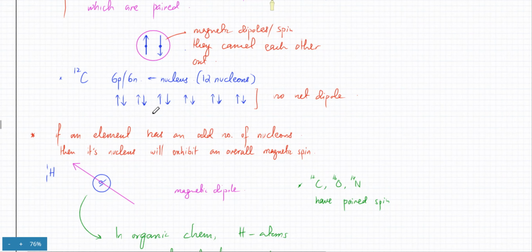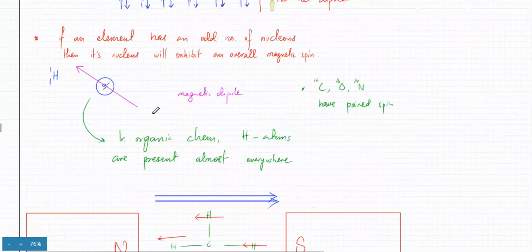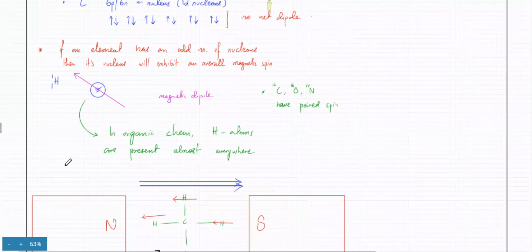Since they are paired, sometimes there is an odd number of nucleons. This is a hydrogen proton, so what happens is that the nucleus has a net magnetic field. It has a net magnetic field and it's going to point in a certain direction. There's going to be a north pole and a south pole, just like a tiny magnet. The hydrogen nucleus or the hydrogen proton is going to behave like it.